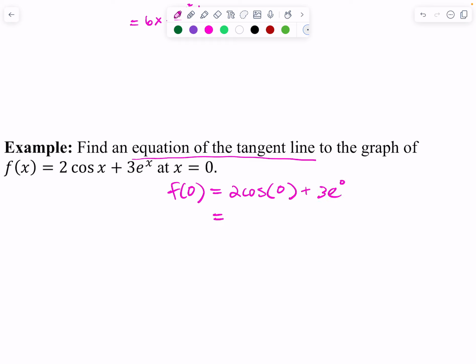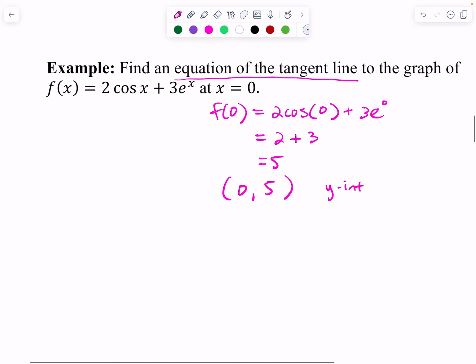Okay, 2 times cosine of 0 is 1, so that would end up being 2 plus e to the 0th power is 1, so 2 plus 3, or 5. So the point that we are finding the equation of the tangent line to on the graph of f would be (0, 5), which is the y-intercept. So we can actually just go straight to slope-intercept form. We have our y-intercept, and we now need our slope.